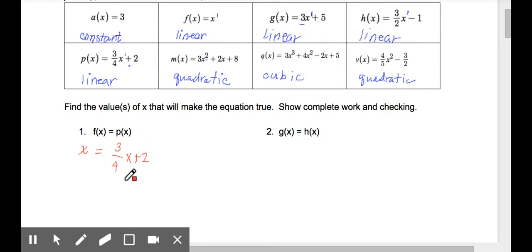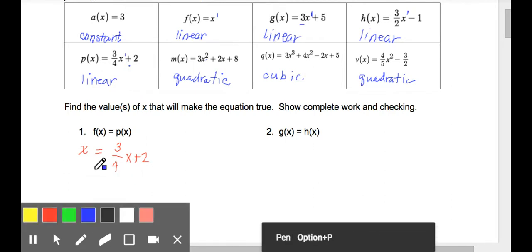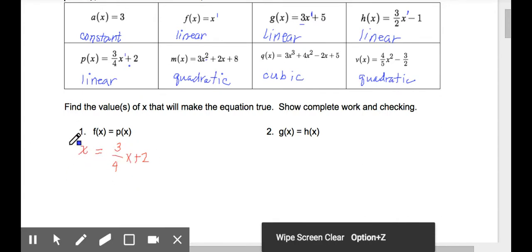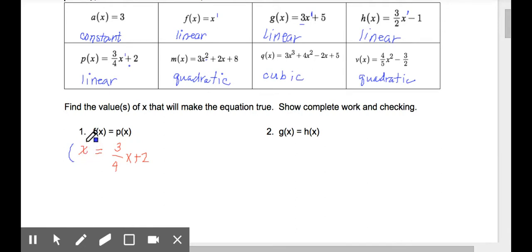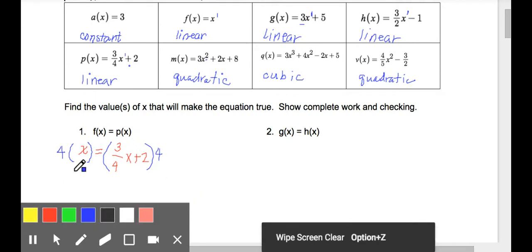This equation is easier to solve if there's no fraction. So how do we deal with the fraction? Well, we can multiply the left side by the denominator 4. And we can multiply the right side also by the denominator 4. So that means we are multiplying both sides by 4. Therefore, we are maintaining the equality.